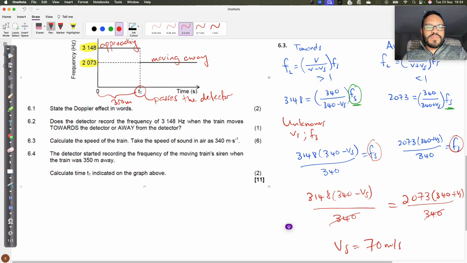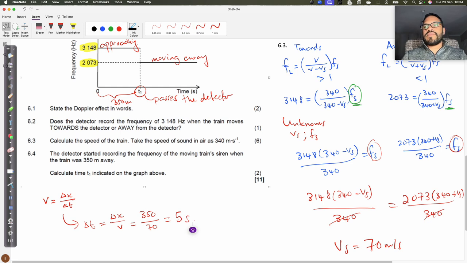How can we look at this? Well, we can look at speed, right? What is speed? Speed is your velocity. It's equal to delta x over delta t, which is distance over time. So we can manipulate this to make t the subject of the equation. That becomes delta x over the speed, and the distance that we covered was 350, and we did so at 70 meters per second, and therefore my time is going to equal 5 seconds.